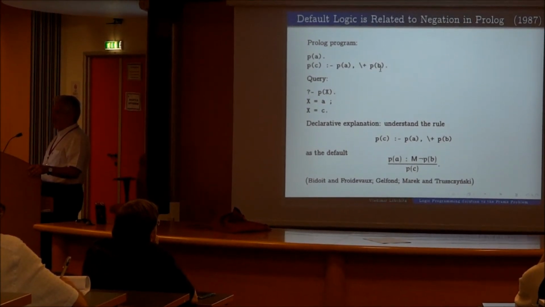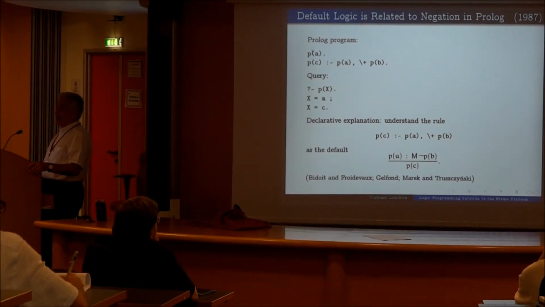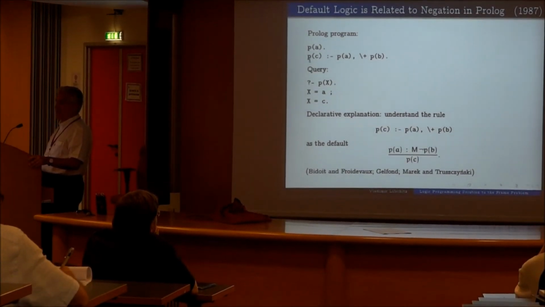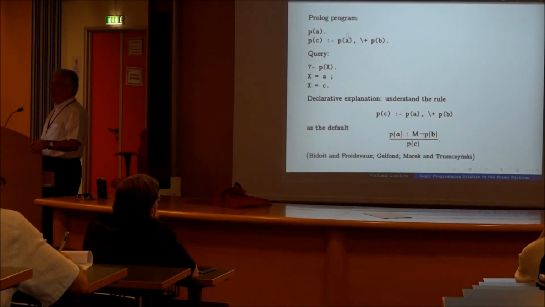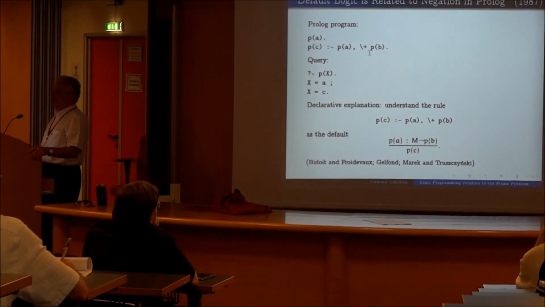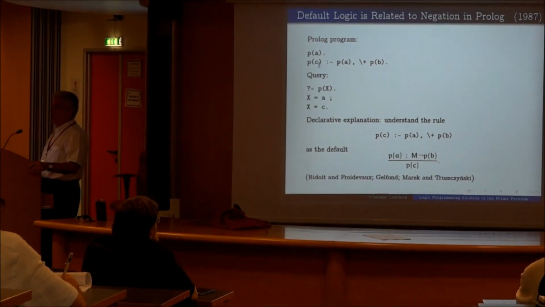So Prolog will try to prove P of B. And that is obviously impossible because P of B doesn't even occur in the heads of rules. It does not match the head of any of these rules. So Prolog will say P of A succeeds, P of B fails, so the negation of P of B succeeded, so P of C can be derived and will be done.